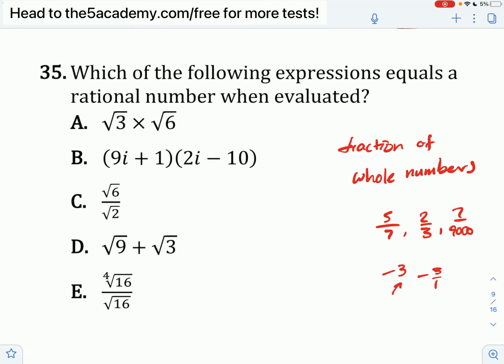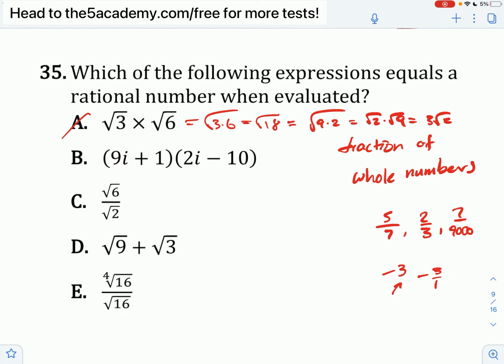Examples that are not are, well, what I'll show you here. So this one is equal to square root of 18 because it's the same thing as square root of 3 times 6, which is square root of 18. You can combine the square roots like that. You can reduce this down to square root of 9 times 2, which is square root of 2 times square root of 9, which is 3 square root of 2, but still you have a square root in there, and that's not a whole number, so this is out.